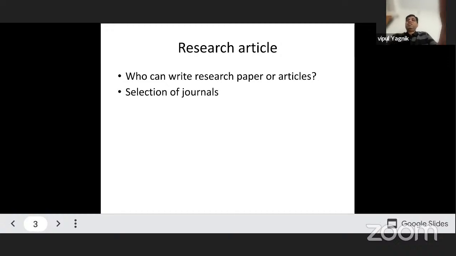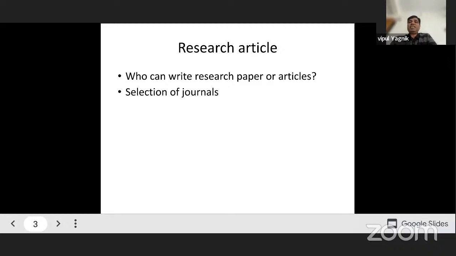Yeah. Research article. Now there is a misconception that only research scholars or those who are PhD or of assistant professor level can write a research article or research paper. Basically, there is a minute difference between research paper and research article. Research paper is usually presented in a conference where you can put your results of the study you did in the past. And research article is usually for the journal.